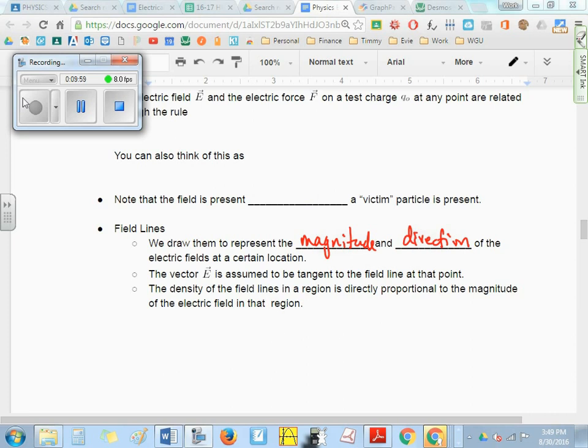All right, for direction, we're going to assume that the direction will always be tangent to the field line. Tangent to the field line. Okay? And for magnitude, we will look at the density of the drawing of the field lines to make sort of a relative statement about magnitude at a location. Okay, so let me kind of draw a picture. Imagine you have a field.